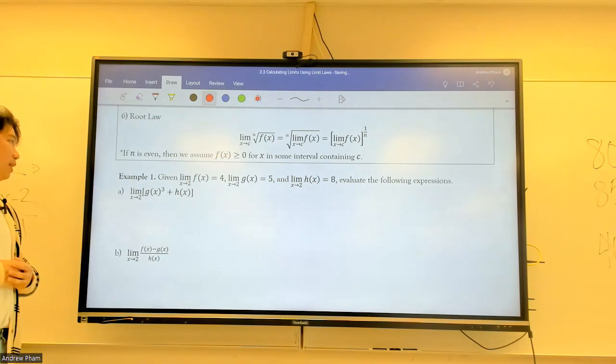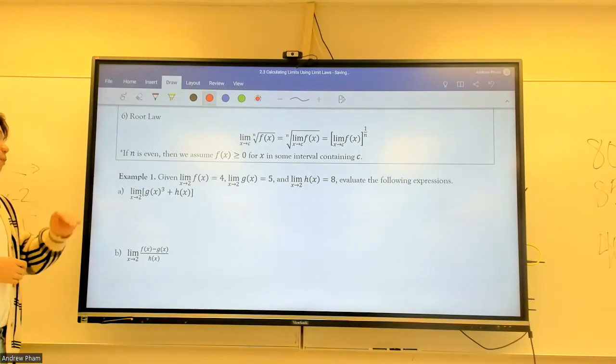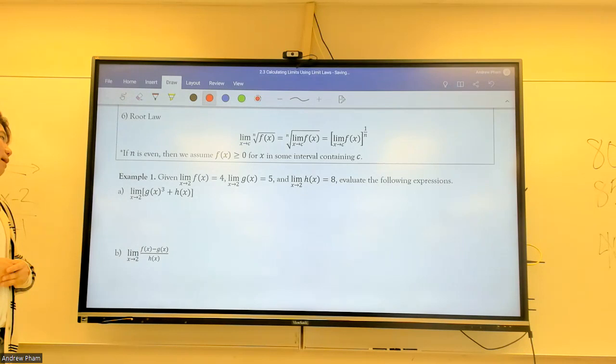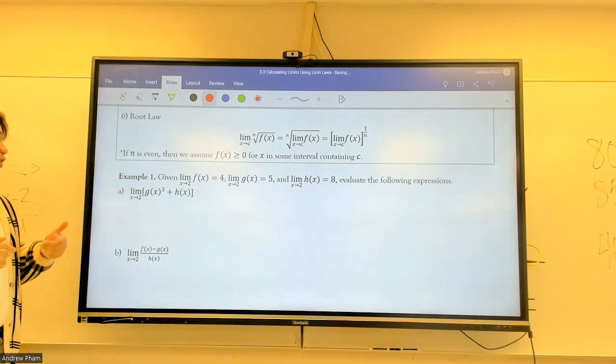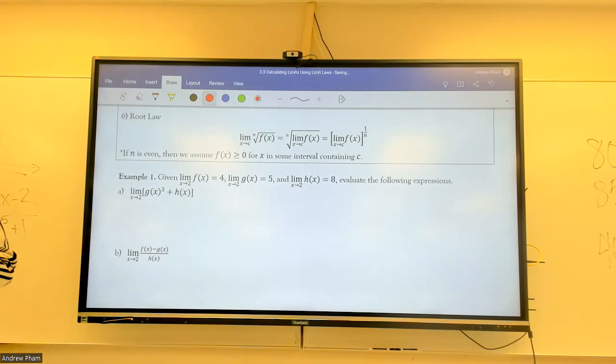So I'll give y'all some time to copy this down. For part A, we're going to be looking at the limit as x goes to 2 of, to be very clear, in brackets, g of x cubed plus h of x.